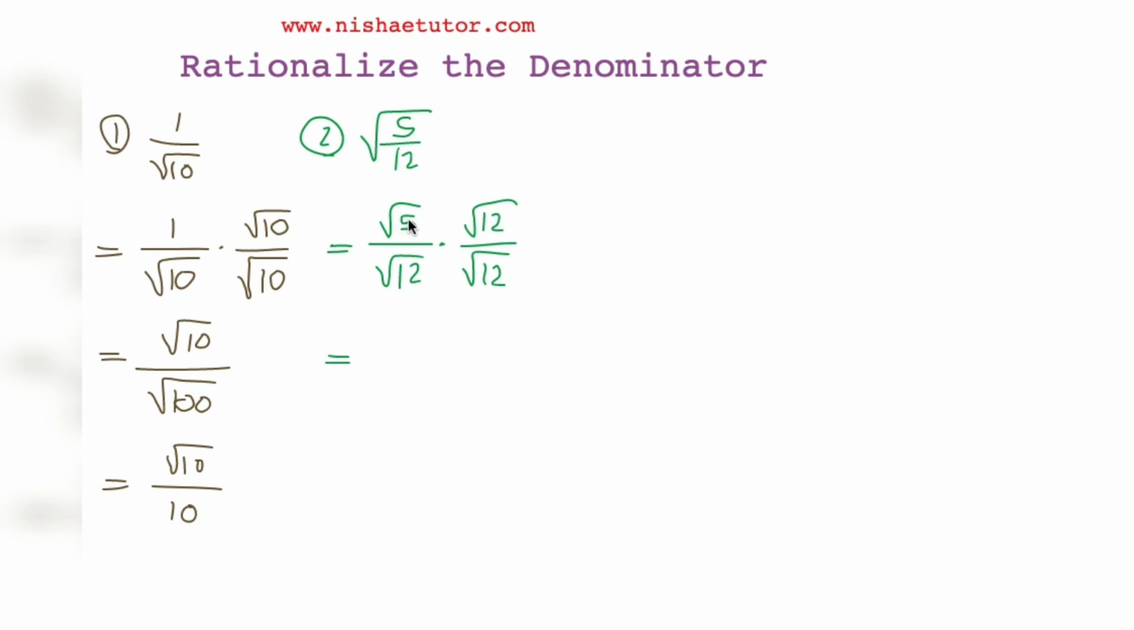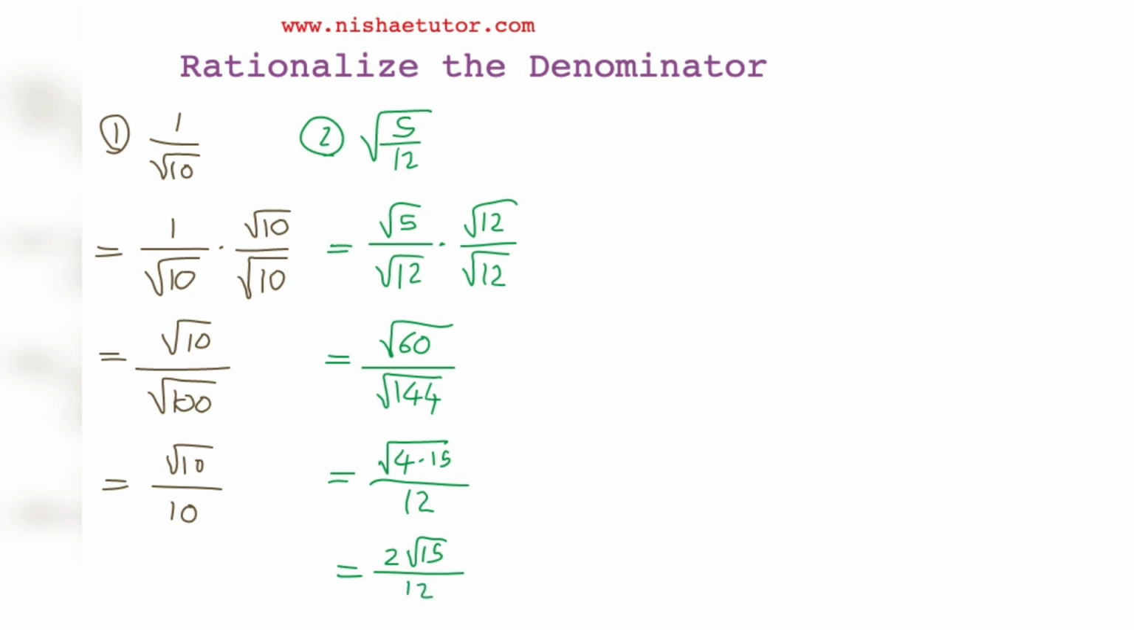Okay, square root 5 times square root 12 becomes square root 60. 5 times 12 is 60. And square root 12 times square root 12 is square root 144. And square root 60, which is 4 times 15, and square root 144 is 12. Now this square root 4 is 2, square root 15, and this is 12.